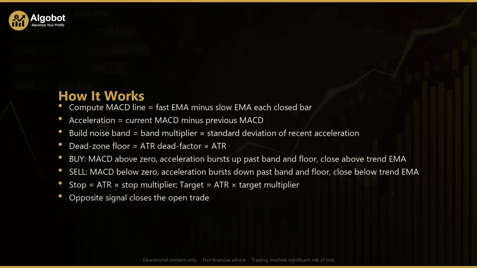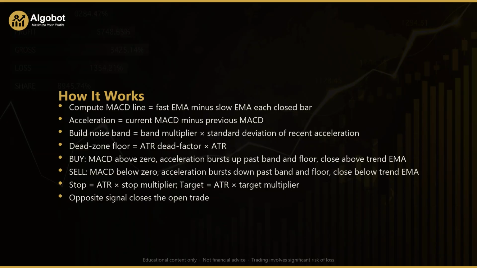The short side is a perfect mirror. The MACD line must be below zero. The acceleration must burst downward past the negative band and past the negative dead zone floor. And the close must be below the trend EMA. When those align, the strategy signals a sell.